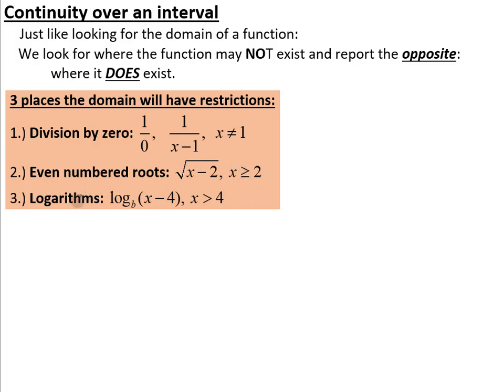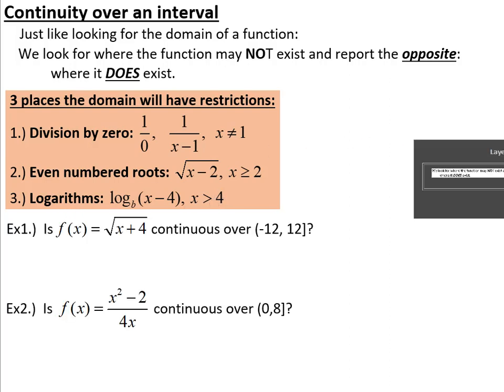Our last one is logarithms. This can be a log base, same thing for natural log. The expression inside of a logarithm has to stay greater than 0. It cannot equal 0, it has to stay greater than 0. So if you set x minus 4 greater than 0 and solved for x, we'd figure out x has to be greater than 4. There is our domain restriction.